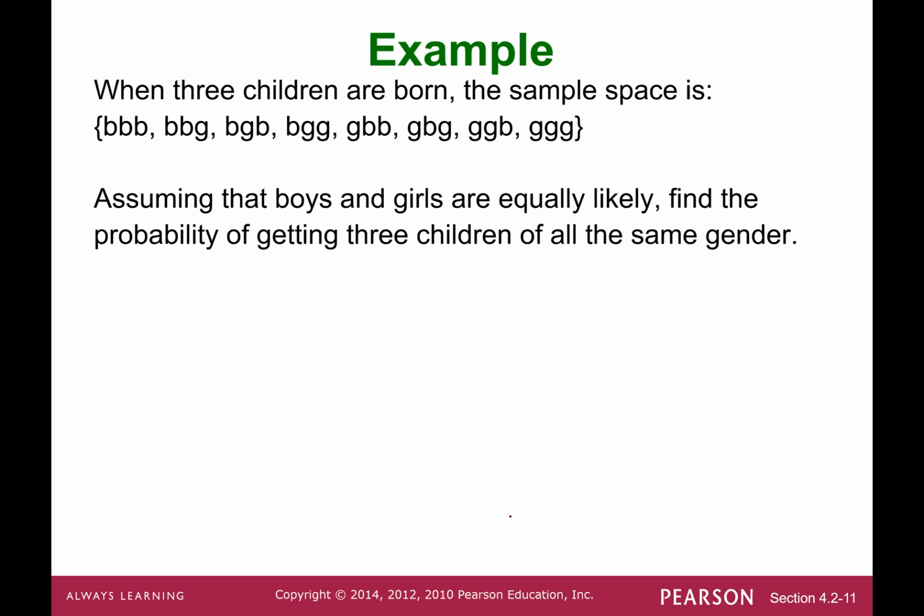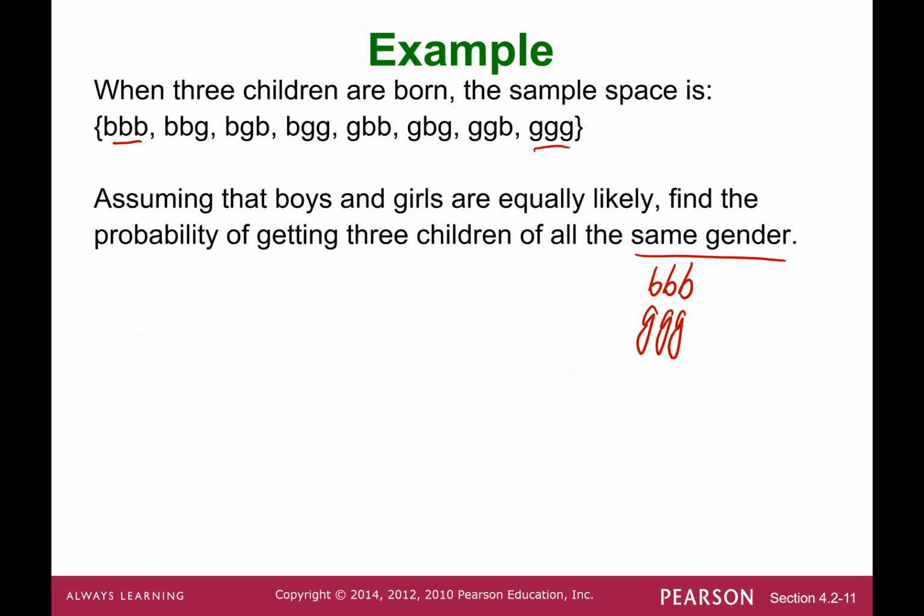And now, okay, we talked about this already. When 3 children are born, the sample space is all 3 boys, all the way to 3 girls. Assuming the boys and girls are equally likely, find the probability of getting 3 children of the same gender. Okay. What do we mean by 3 children of the same gender? Basically it says either we have 3 boys or we get 3 girls.